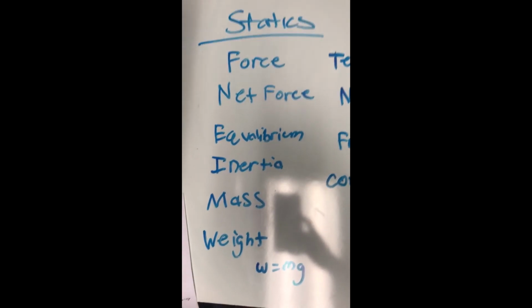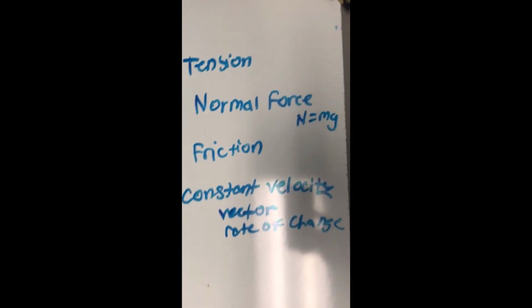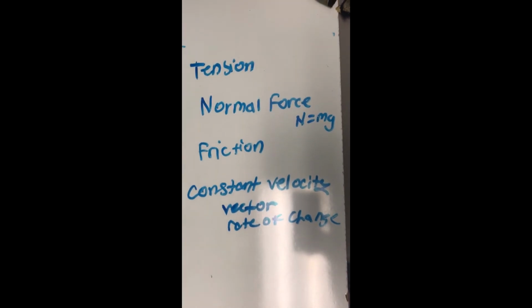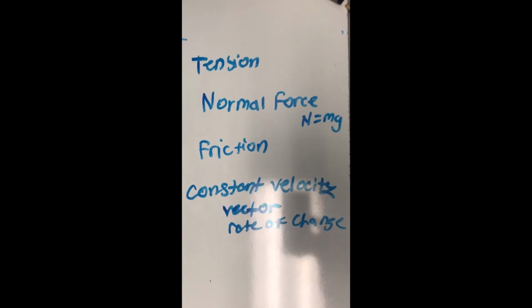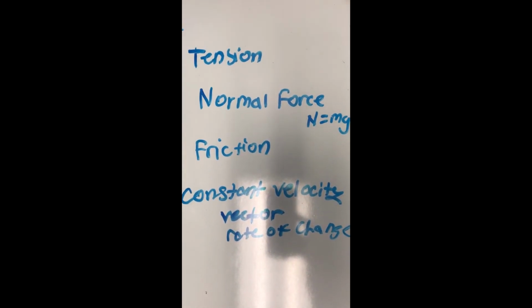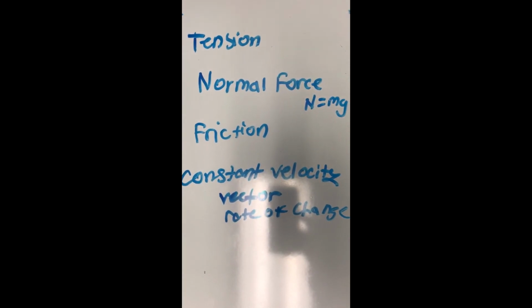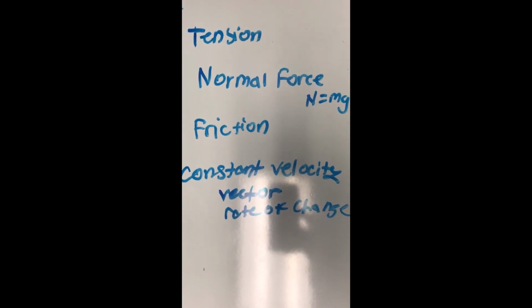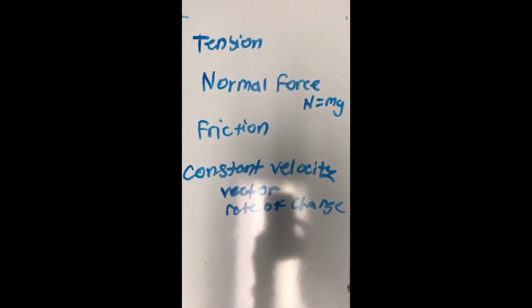Weight is the force of gravity acting on an object. Tension is the force transmitted through a spring, rope, cable, or wire. Normal force is a supporting force exerted on an object that is in contact with another object, so it's like a book on a table. Friction is a force that resists the relative tangential motion, and constant velocity is when an object travels the same distance every unit of time.